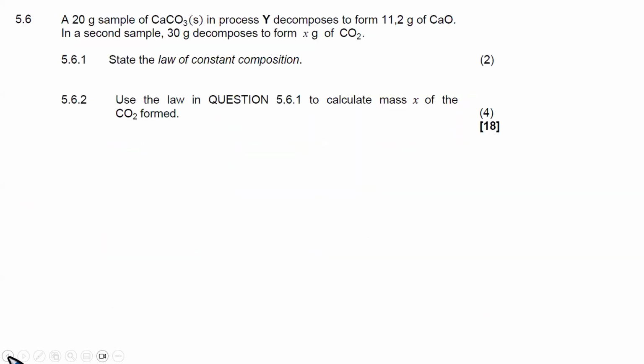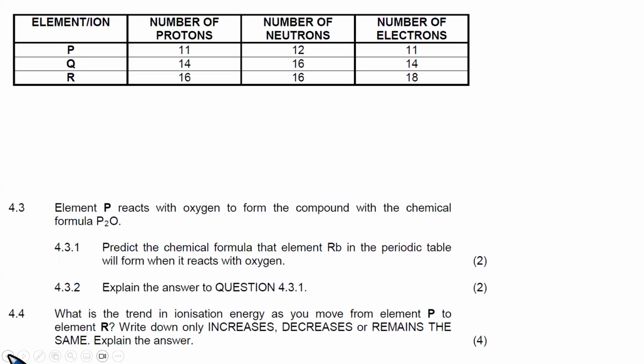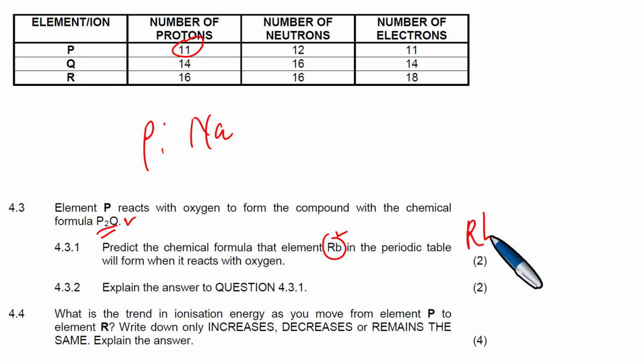So let us check this one. This one is therefore going to form Rb2O. It's going to form Rb2O because we can see that sodium and rubidium are in the same group of the periodic table, and therefore they share pretty much the same chemical properties. So this one here is going to be Rb2O. We continue in 4.3.2.